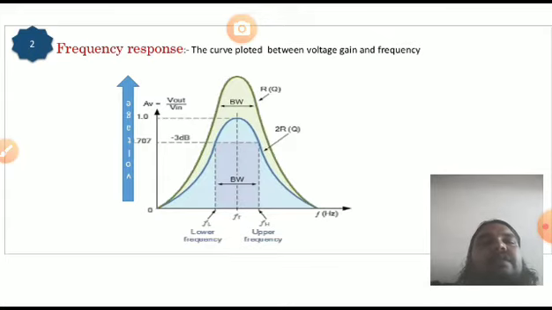Here the bandwidth is defined with the formula using the low frequency and high frequency. The range between the low frequency and high frequency is called the bandwidth. So bandwidth is equal to high frequency minus low frequency. Voltage gain is equal to Vout by Vin.